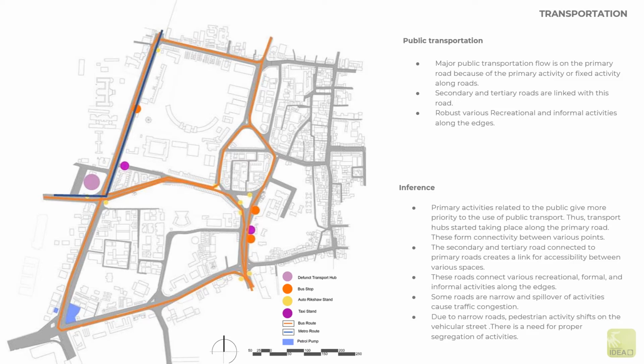Major traffic flow is on primary roads. Increasing traffic flow raised the need for technological advancement such as traffic signals, bus stops, and CCTV cameras. The map shows the bus route connecting the city and a future metro route. Along the bus route, taxi and auto rickshaw stands emerged. This gave a boost to various secondary and tertiary activities.